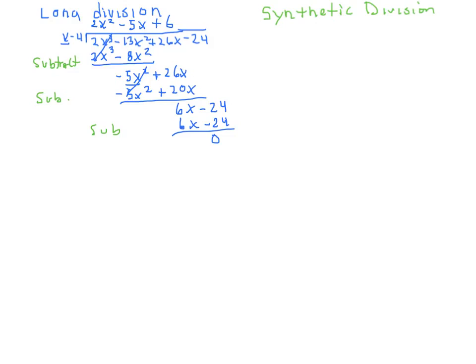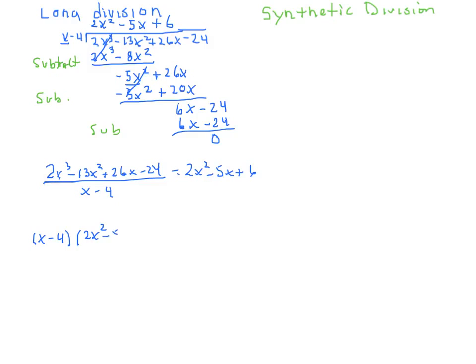So that is long division. When you take 2x to the third minus 13x squared plus 26x minus 24, and you divide by x minus 4, the result is 2x squared minus 5x plus 6. Or I could say, if I take x minus 4 and I multiply by 2x squared minus 5x plus 6, my answer is right there. I'm not going to rewrite it all out. It's kind of hard to do with a stylus.